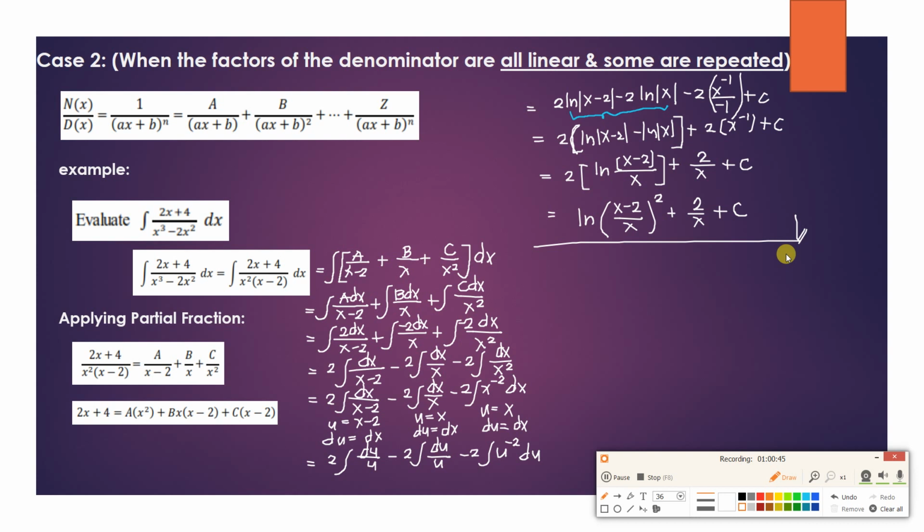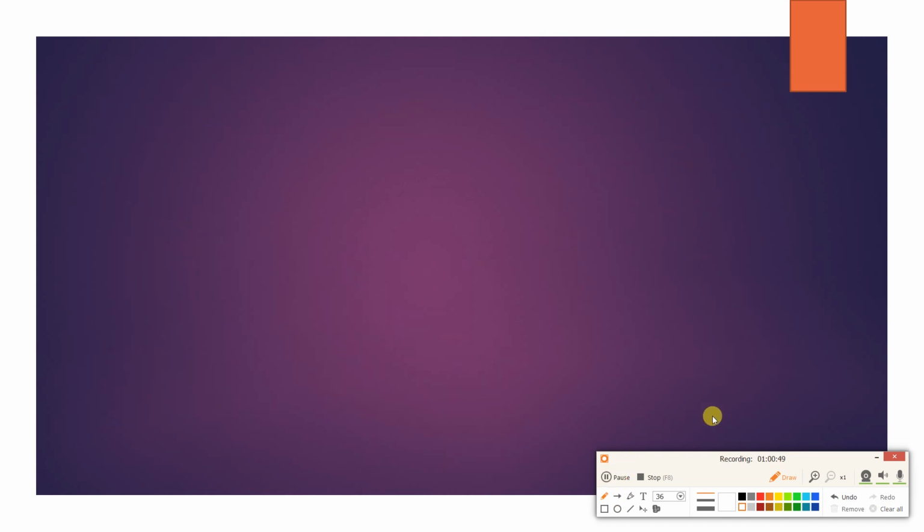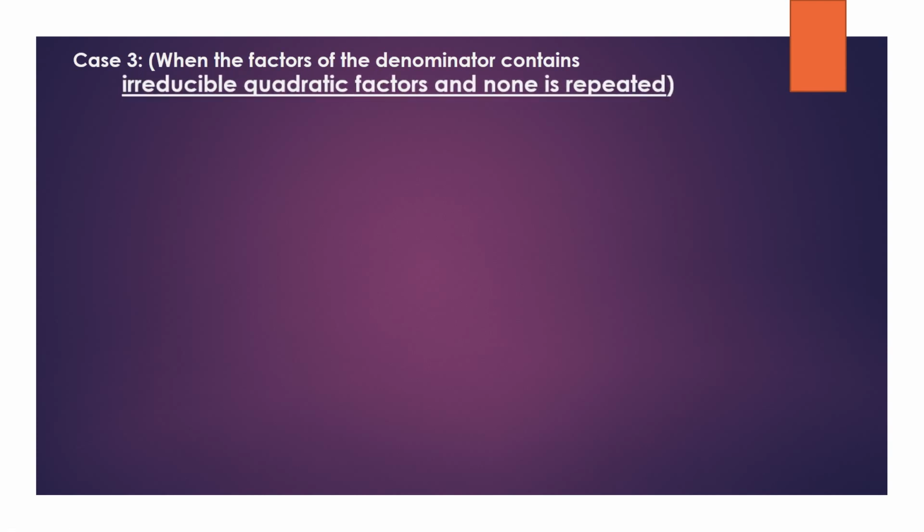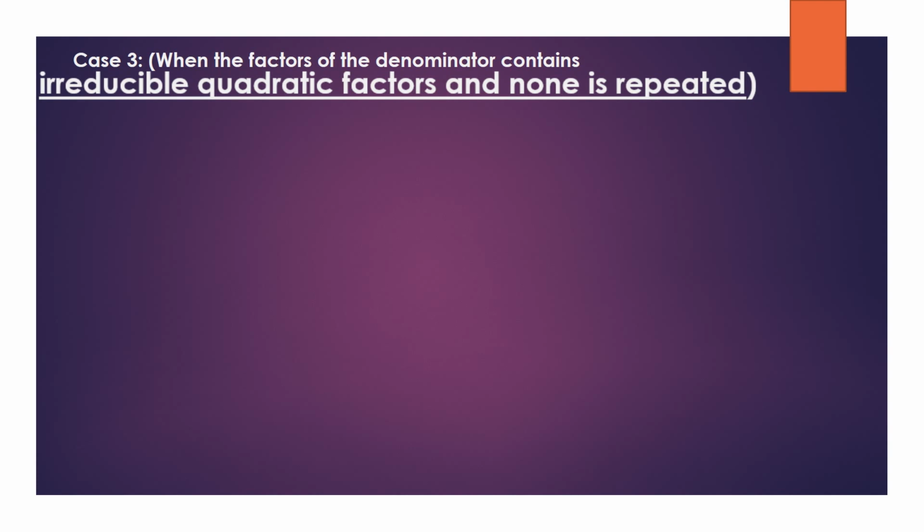Okay, proceed tayo sa case number 3. For case number 3, okay, so we're done with linear. Kanina kasi case 1 linear and non-repeated. Case 2 linear and some are repeated. Case number 3, when the factors of the denominator contains irreducible quadratic factors and non-repeated. So we're done with linear. Quadratic na tayo. So irreducible means hindi pa pwedeng ma-factor out. Tapos wala daw repeated. So para rin siyang case 1 na no repetition. Alam nyo nang ibig sabihin pag sinabing repeated and non-repeated, ha? So, sa case 3 and case 4 na pag-uusapan natin ngayon, quadratic tayo.